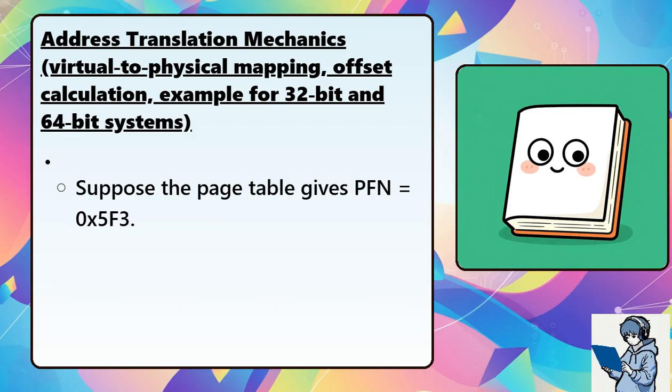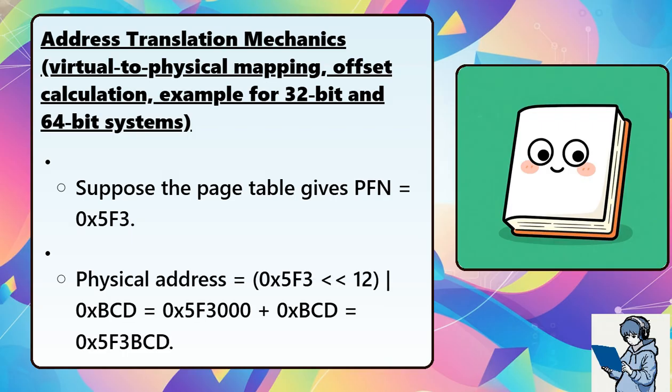Suppose the page table gives PFN equals 0x5F3. Physical address equals 0x5F3 left shift 12 bits, bitwise or 0xBCD, equals 0x5F30000 plus 0xBCD equals 0x5F30BCD.